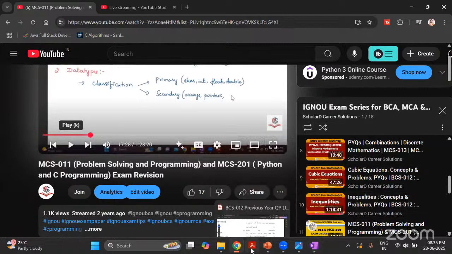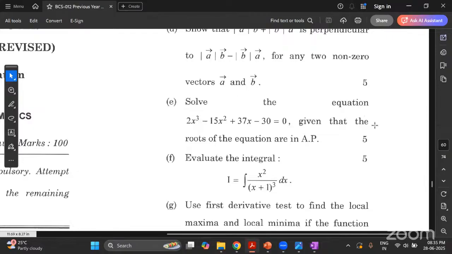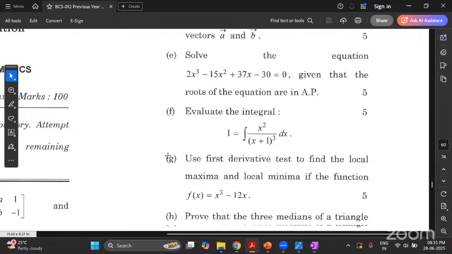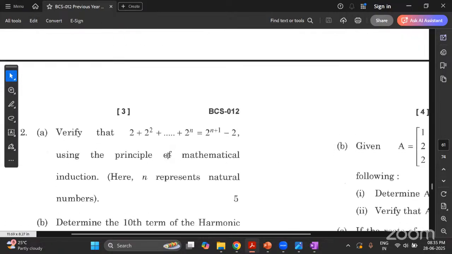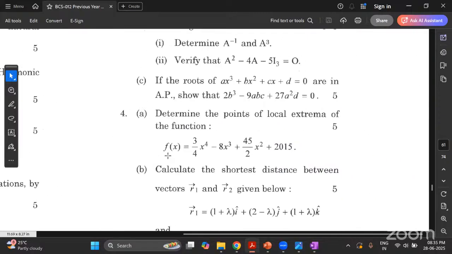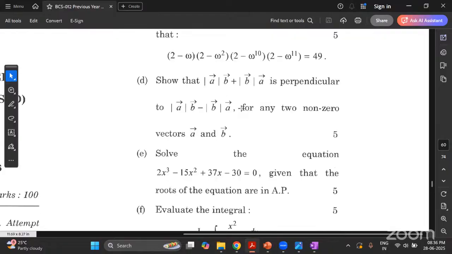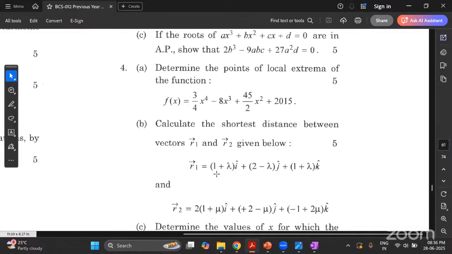So here, if you observe, you have one equation, which is a cubic equation. They have given roots are in AP. Sometimes they'll give roots are in GP. So this is one problem based on equations. And then you will have one question based on nature of roots. There is a topic which I have also explained. This one: if roots are in AP, show that 2b square minus ABC equals 0. So you have one question here and another question here.